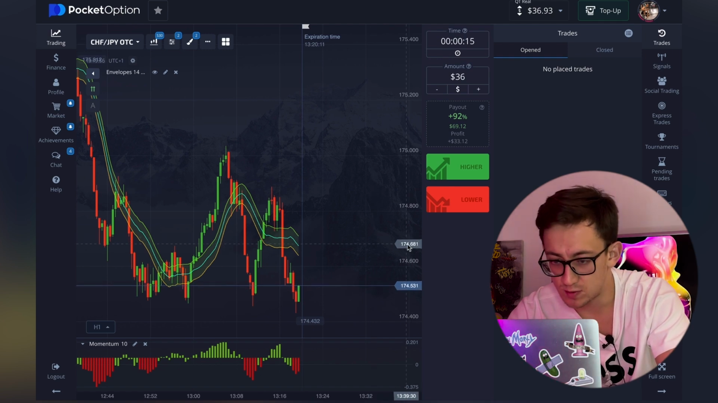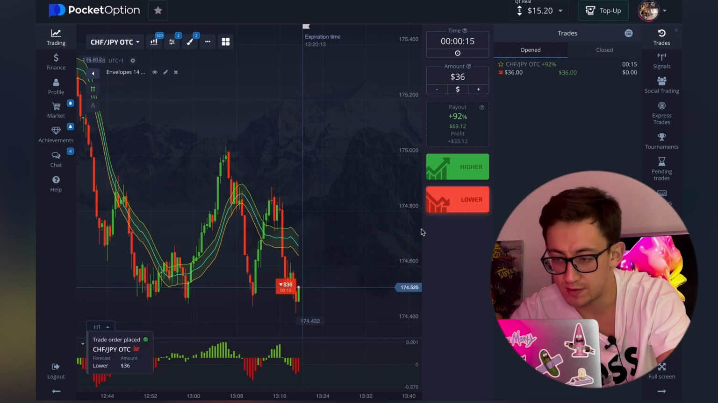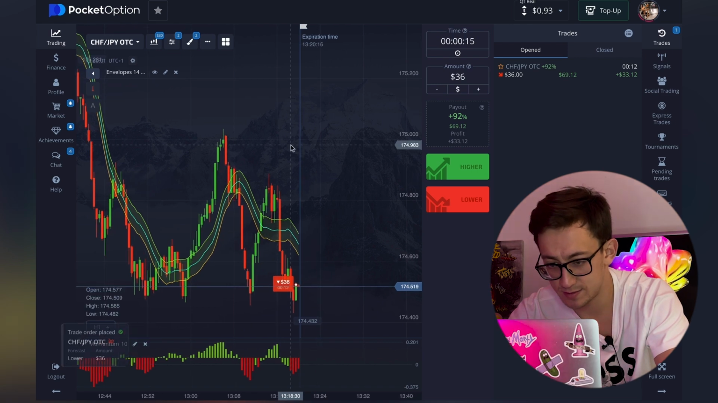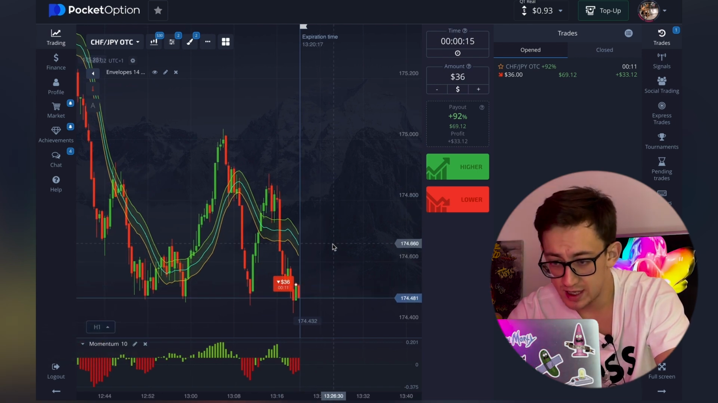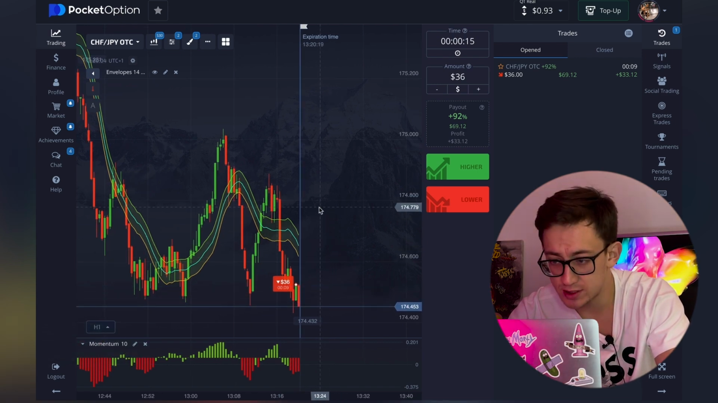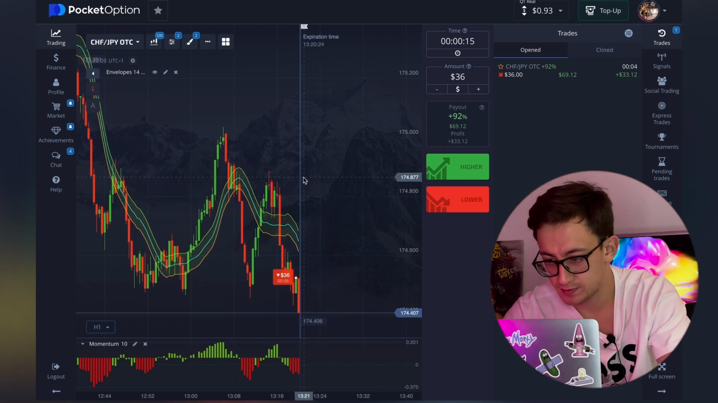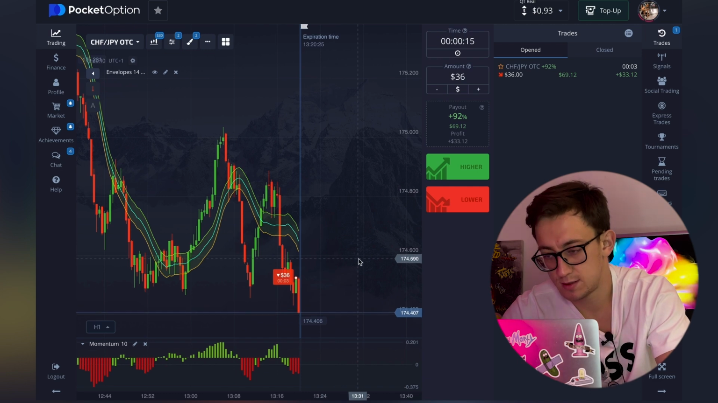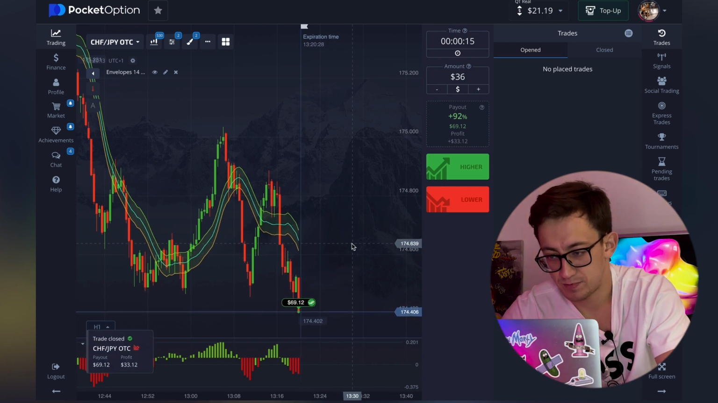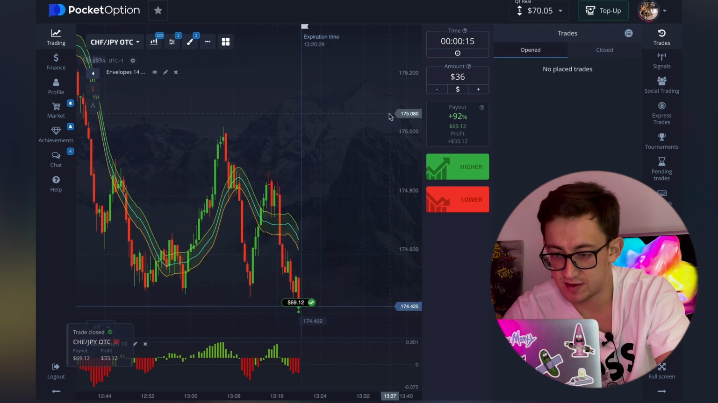Let's wait for this moment and quickly enter a downward trade with the entry deposit. We didn't have to wait long. We quickly enter downward with the entry deposit and wait for profit. Profit obtained. It is fantastic, friends.